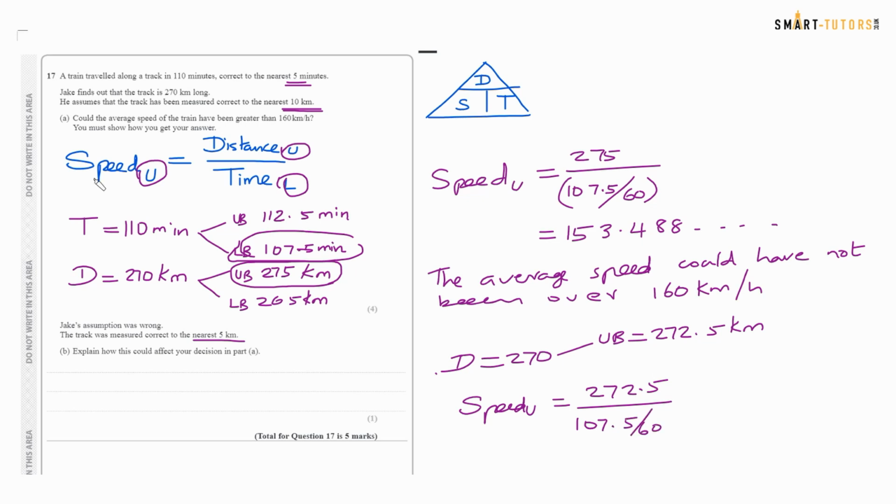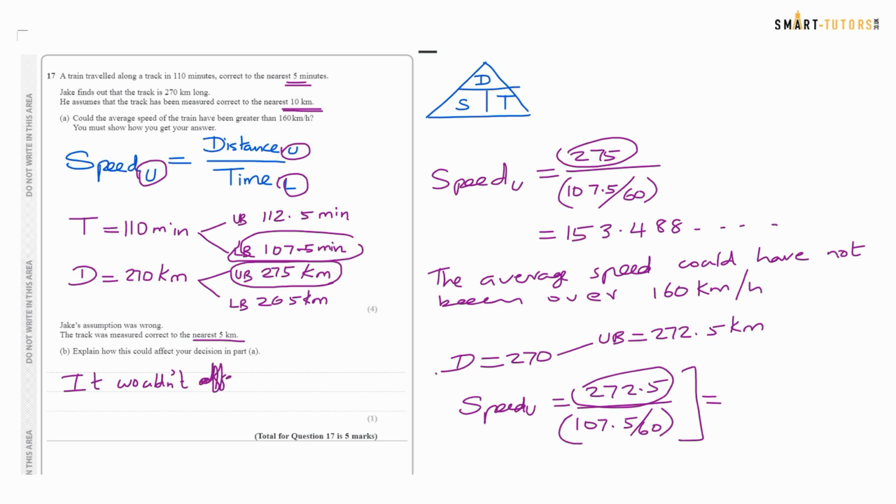Right? So now the speed is going to be 272.5 with the same condition, 107.5 over 60. So the time is not going to change, the distance is lower, so the decision is not going to be affected. If you press the calculator, you will get a smaller answer compared to 153, but 275 changed to 272.5.